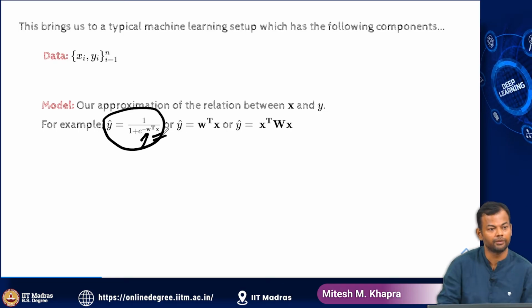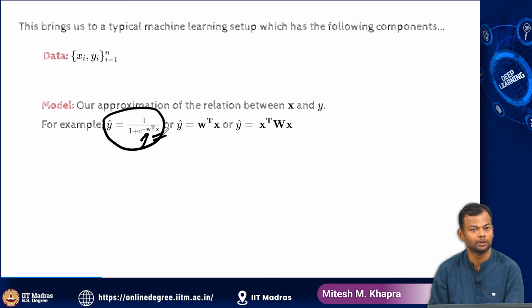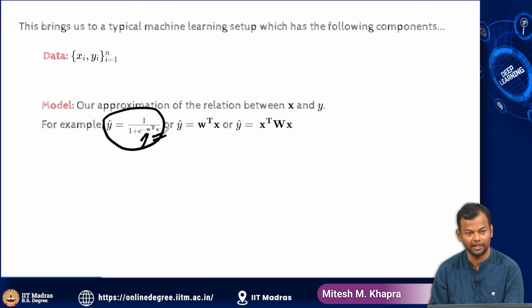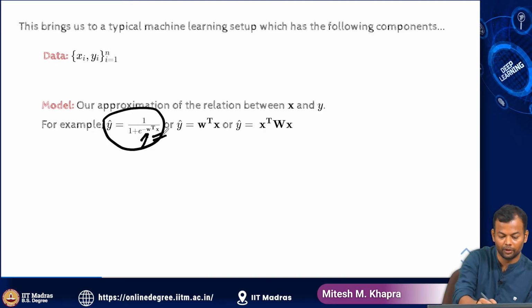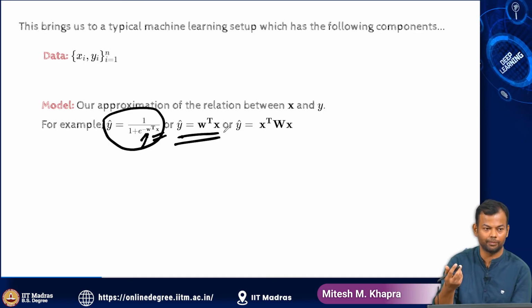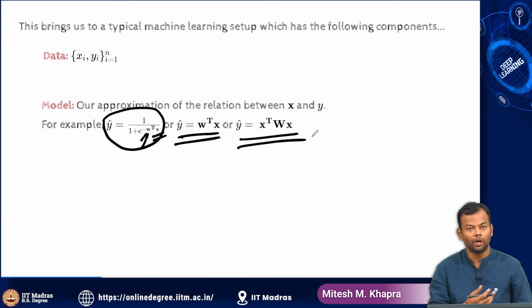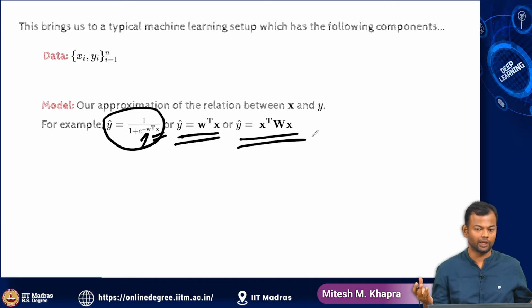What is this? Have you seen this before in machine learning? In machine learning, what is this called? This is called logistic regression, right? This is the logistic regression model. What is this? Linear regression. You are assuming there is a linear relationship between y and x. And here you are assuming there is a quadratic relation, right? Any of these assumptions is equally good or bad, right?